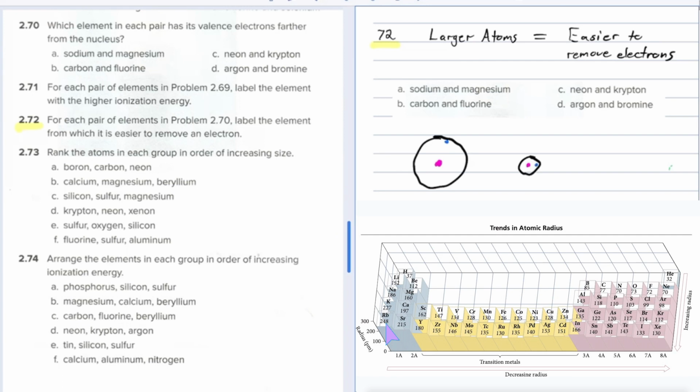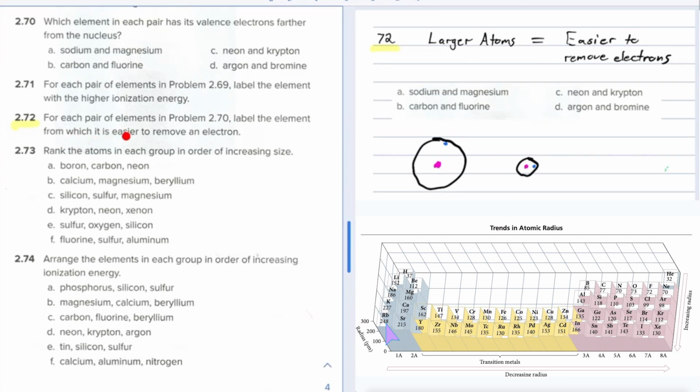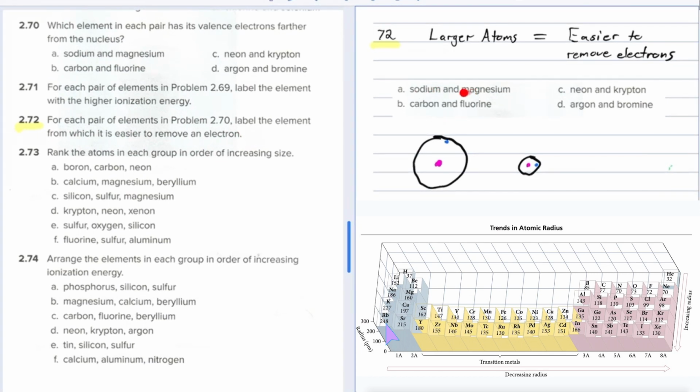So this question asks us to find which one it's easier to remove the electron from. Basically, which one of these is the larger of the two? That would be the one that it's easier to remove the electron from. So find sodium and magnesium on the periodic table. In the periodic table, the elements get bigger in this corner and smaller in that corner. So which of these two is closest to the big corner? That would be the one that it's easier to remove the electron from.